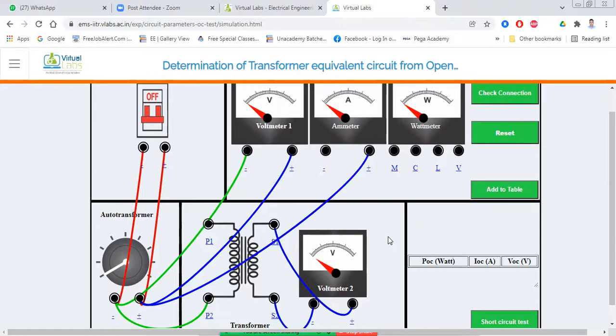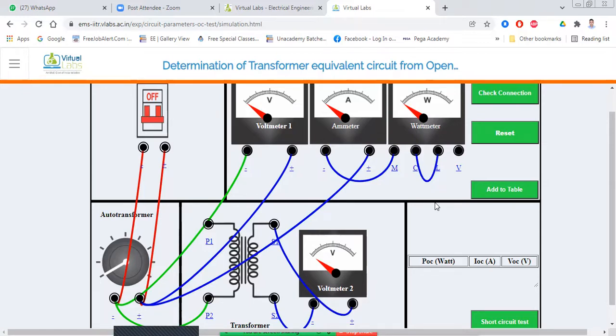We have to connect the wattmeter. So the ammeter's first terminal is connecting, and you have to connect this terminal to the end of the wattmeter. There are two coils there, M, C, L, V: the current coil and the voltage coil in the wattmeter. C and L must be shorted.